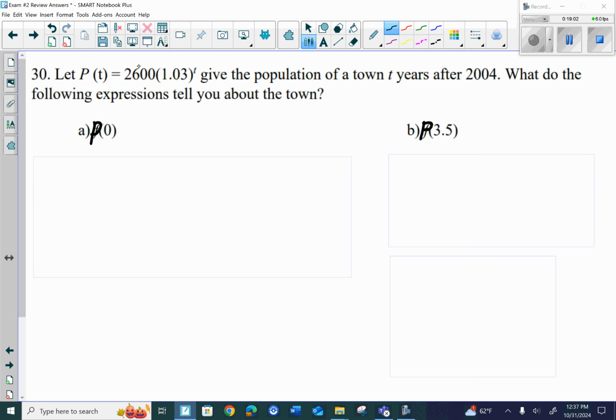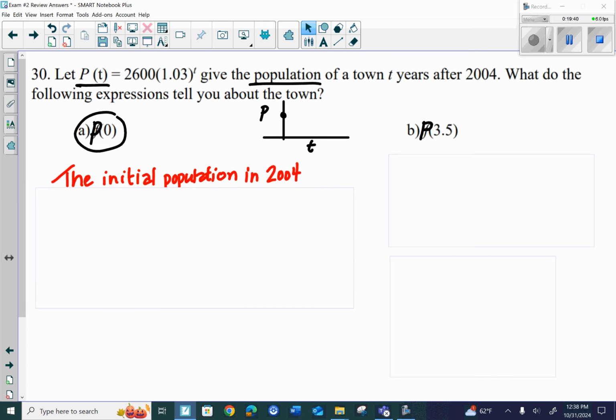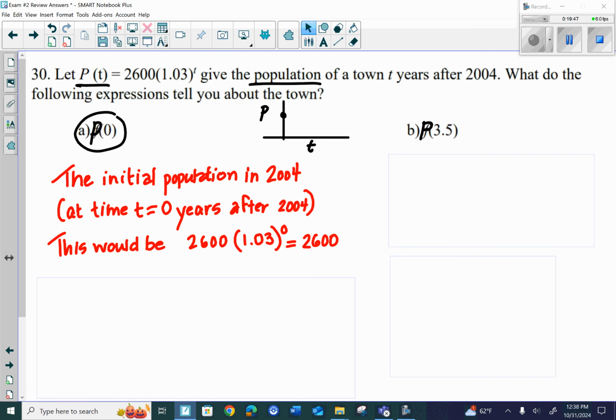Okay, so that means 0 years after 2004, and this is a function value. P is the function value, which is population. So it's really the number of people. That's what the function value is. If you think about what's happening here in the function, we have t years after 2004, and we have the population being the function of that. So this is the output, which is population, at t equals 0. So that means at 2004, the initial population. We can actually see what that is. That's 2600, which we know is the initial value.